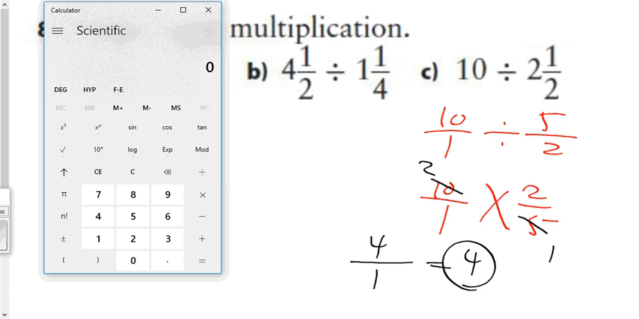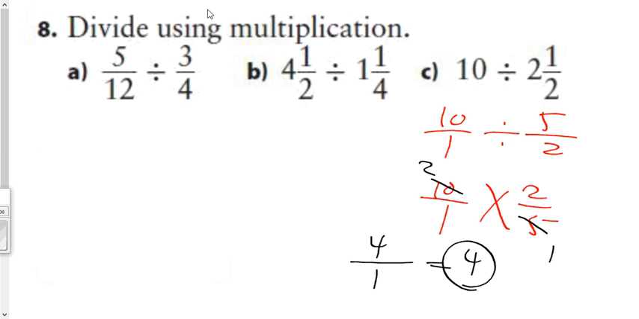Verified with a calculator. 10 divided by 2.5. How many 2.5s are there in 10? Of course there's 4.